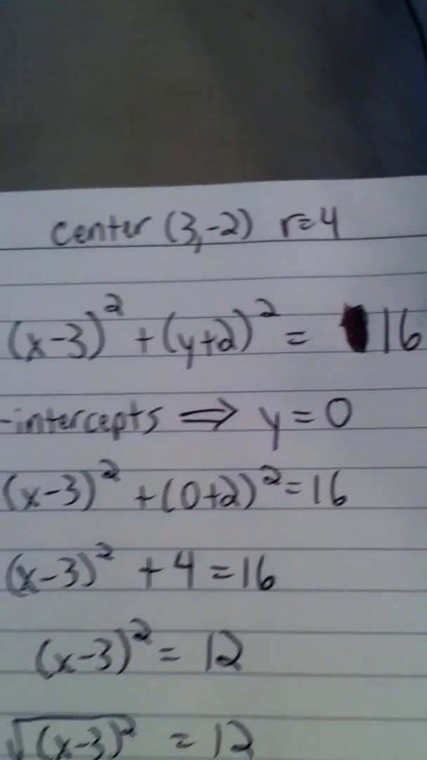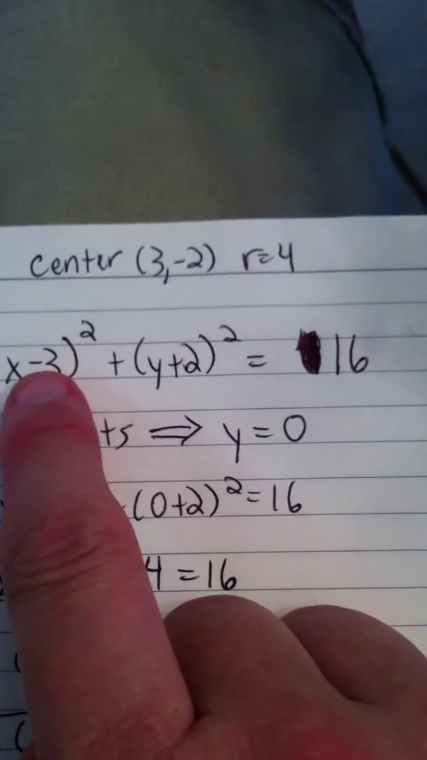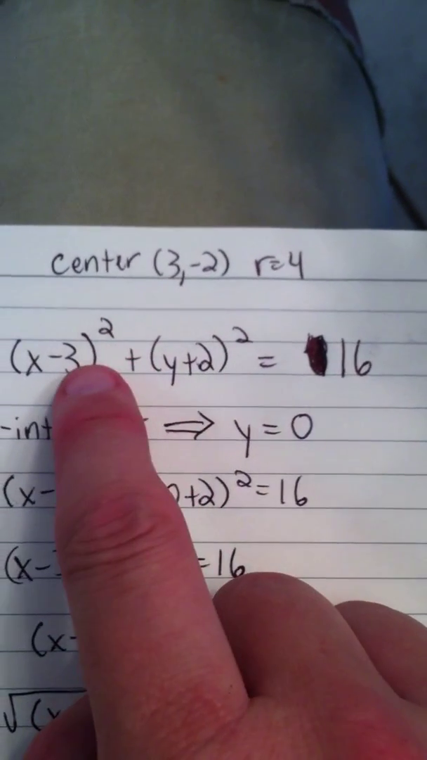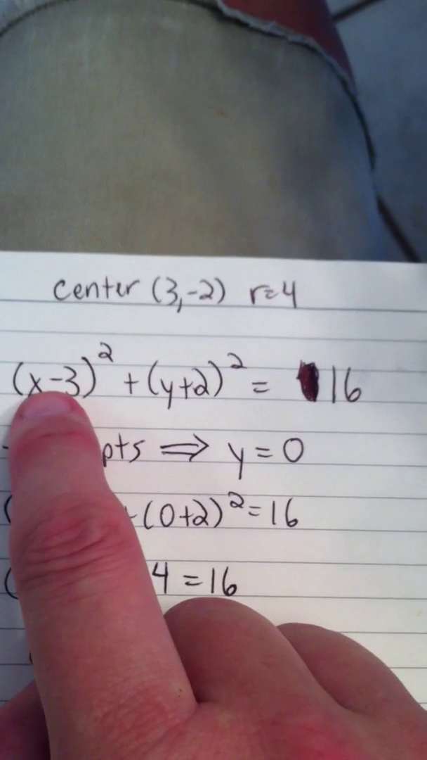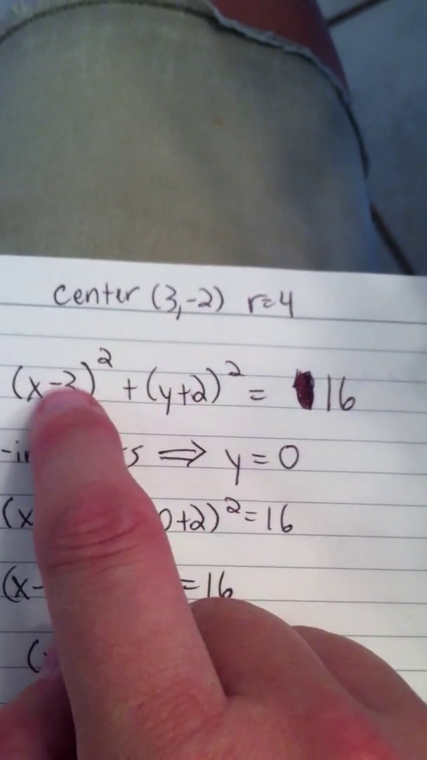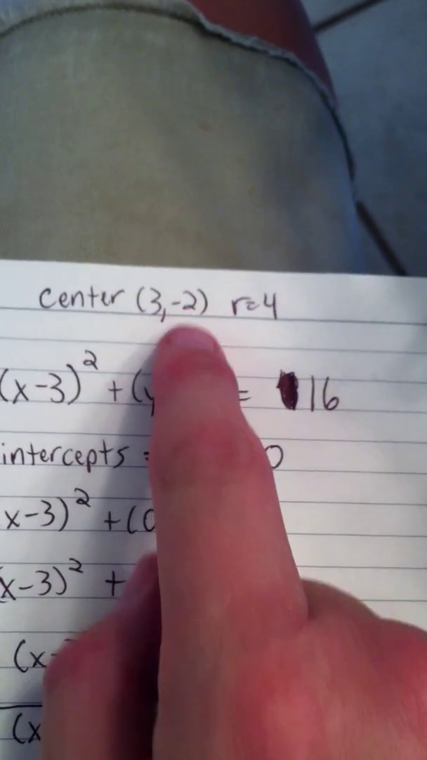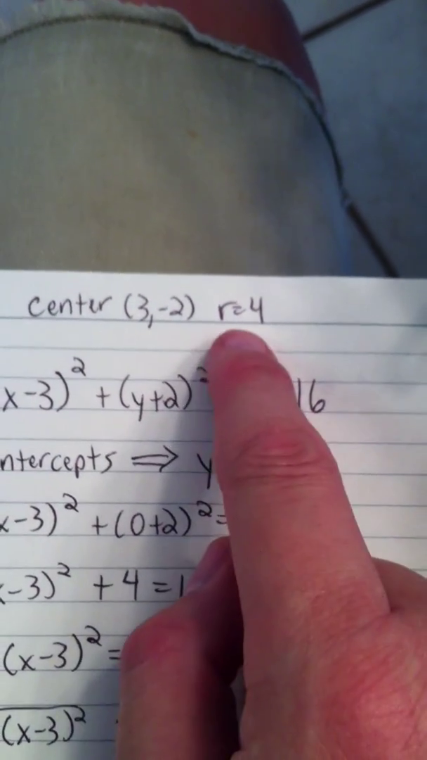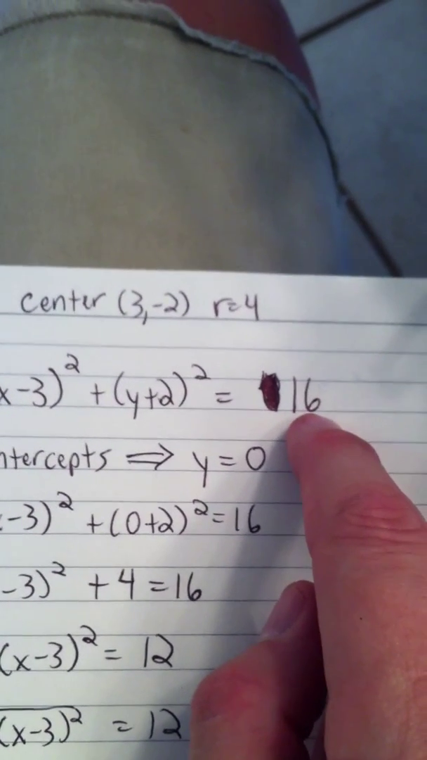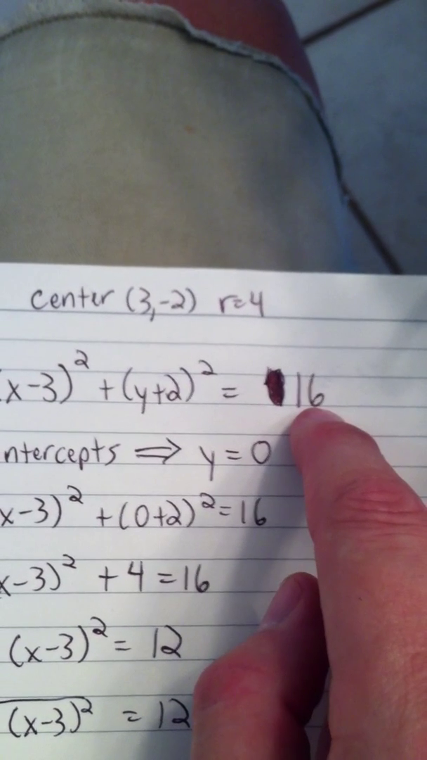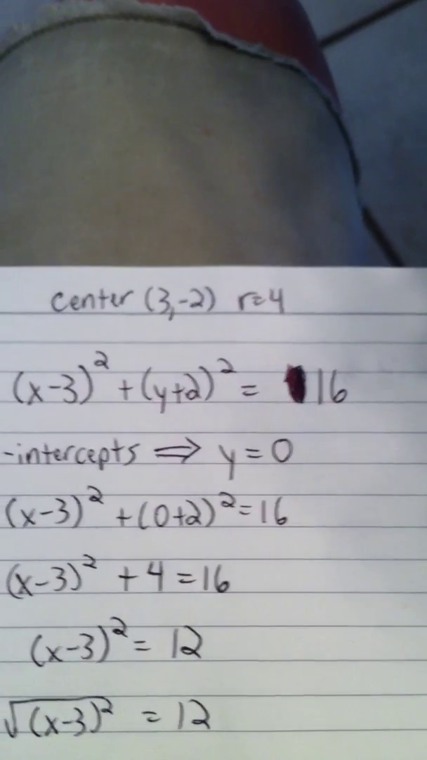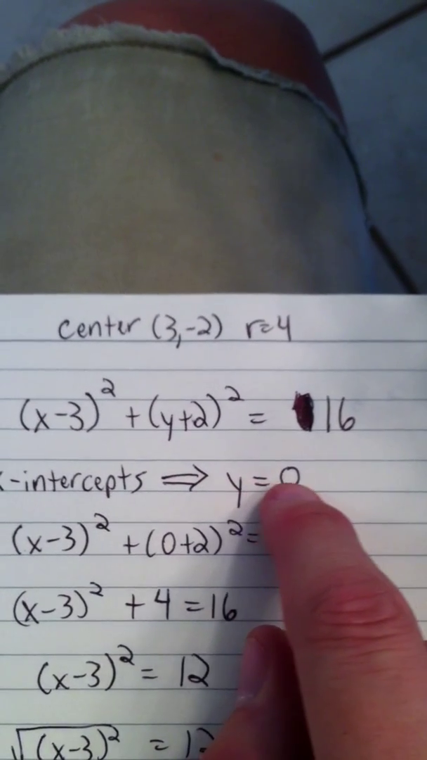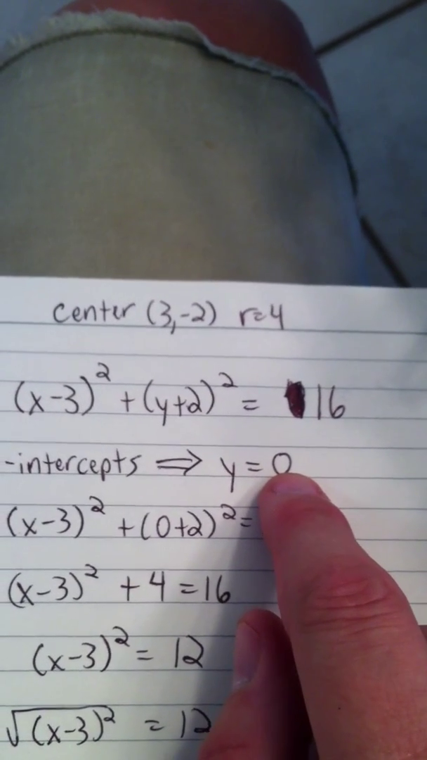First of all, we've got to put the numbers, 3, -2, into the standard equation of a circle, and the radius is 4. When I plug those in, this would be (x - 3)² plus (y - (-2))², or (y + 2)², equals r squared, so r squared is 16. This is the standard equation of a circle that they give in the book. To find the x-intercepts, I'm going to let y equal 0 and find out what x is.